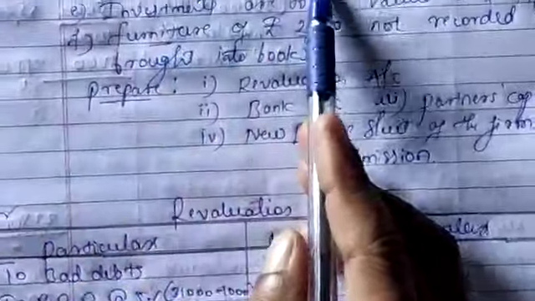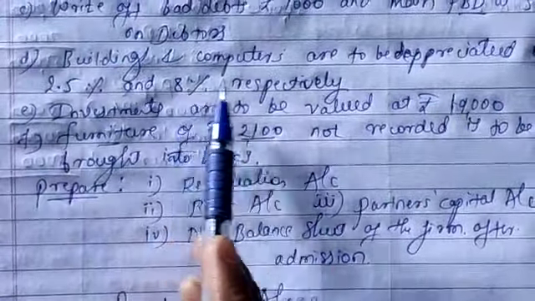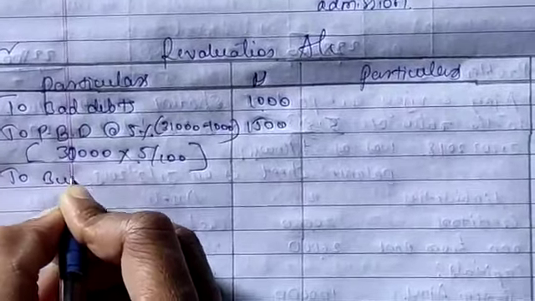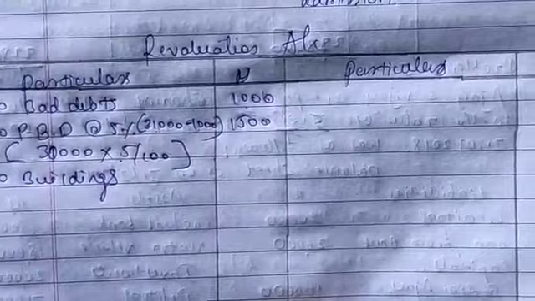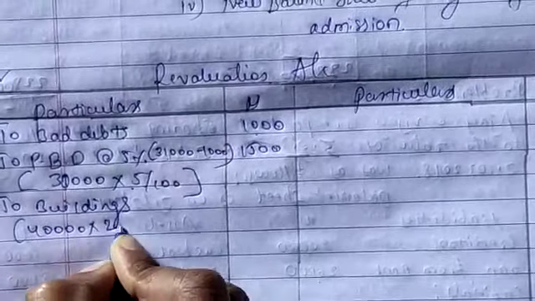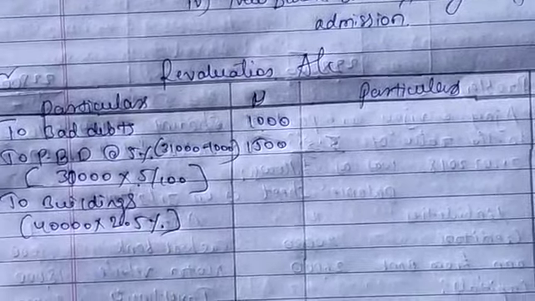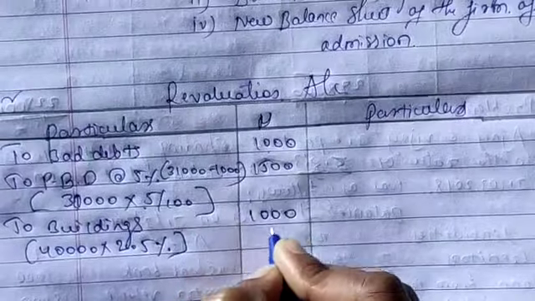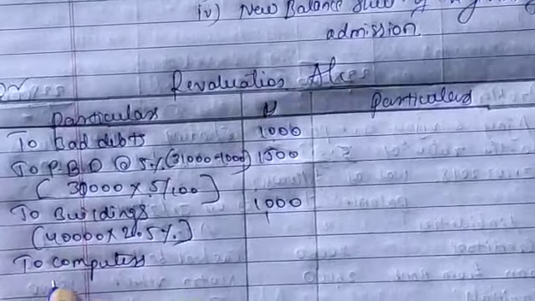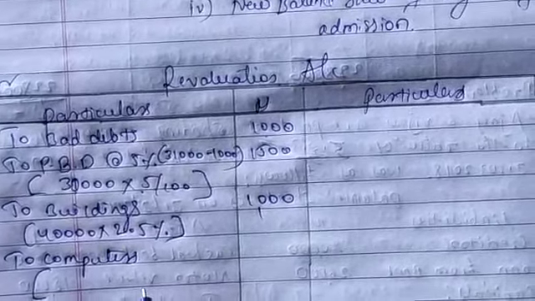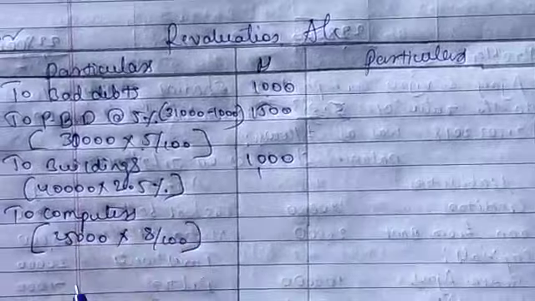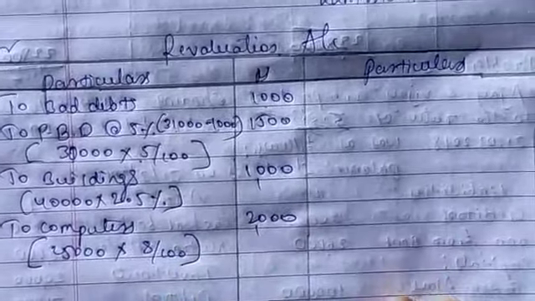Next one, buildings and computers are depreciated by 2.5% and 8% respectively. So depreciation is here. Depreciation on the buildings is on the debit side. What is the value of building here in the balance sheet? The building's value is 40,000. On 40,000, you should calculate 2.5%, that becomes 1,000. 1,000 is the building's depreciation. And the computer's value in the balance sheet is 25,000. On 25,000, you calculate 8%, that is 2,000. 2,000 is the computer's depreciation.